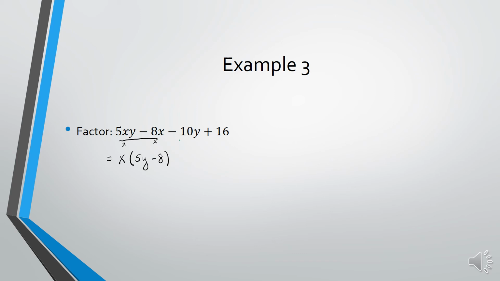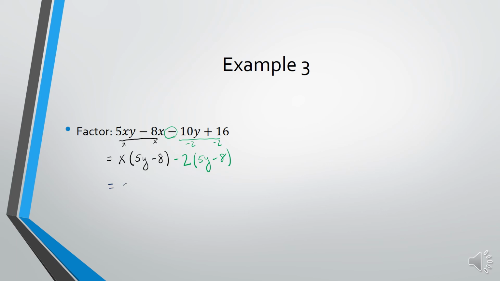Then I'll look at my next two. 10 and 16, those share a common factor of 2. And I'm going to pull out a negative 2 because that 10 was negative, right? This negative tells me. So when I pull out that negative 2, so I'm dividing both of these by negative 2, that gives me 5y minus 8. It's a negative 8 because I had positive 16 divided by negative 2.